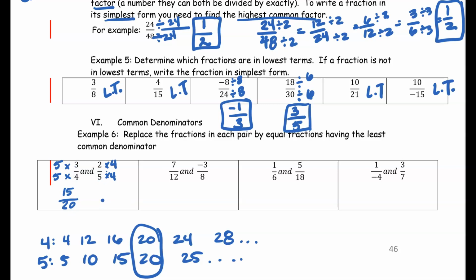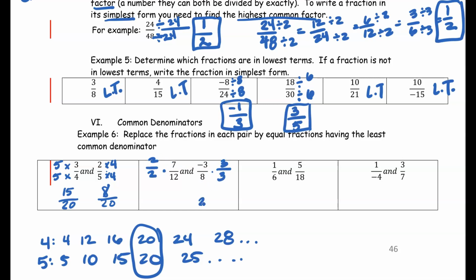And then 5 times 4 is 20. 2 times 4 is 8. So 8/20 is the same thing as 2/5. So 12 and 8, what is the least common multiple for 12 and 8? Well, they both go into 24. So I'm going to multiply this by 3 and 3 to get 24. And I'll multiply this by 2 and 2.